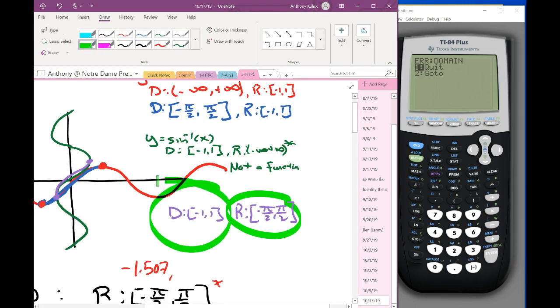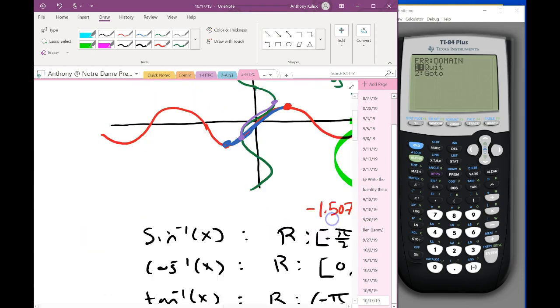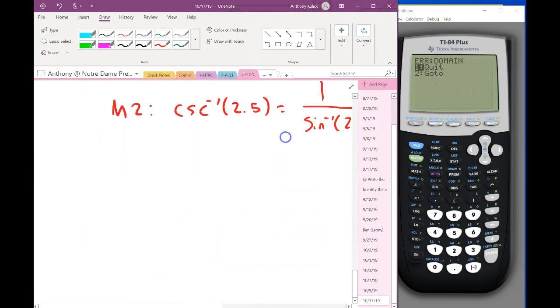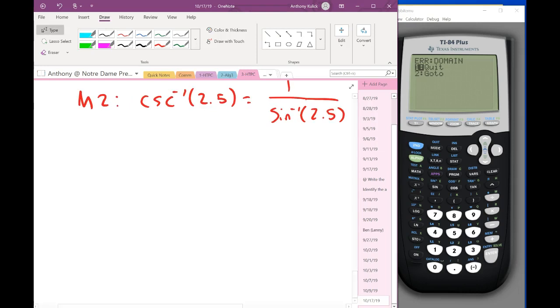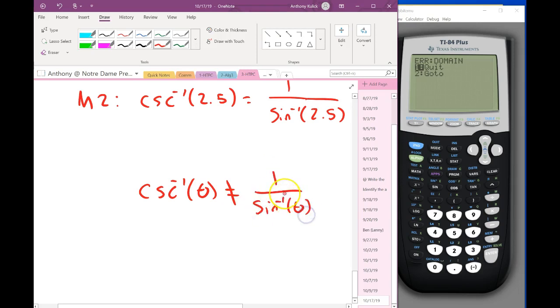-1 to +1. Why are we getting an error? Because we took sine inverse of 2.5. So can we do it this way, or did we just make a mistake? We just made a mistake. So cosecant inverse of theta is not 1 over sine inverse of theta.